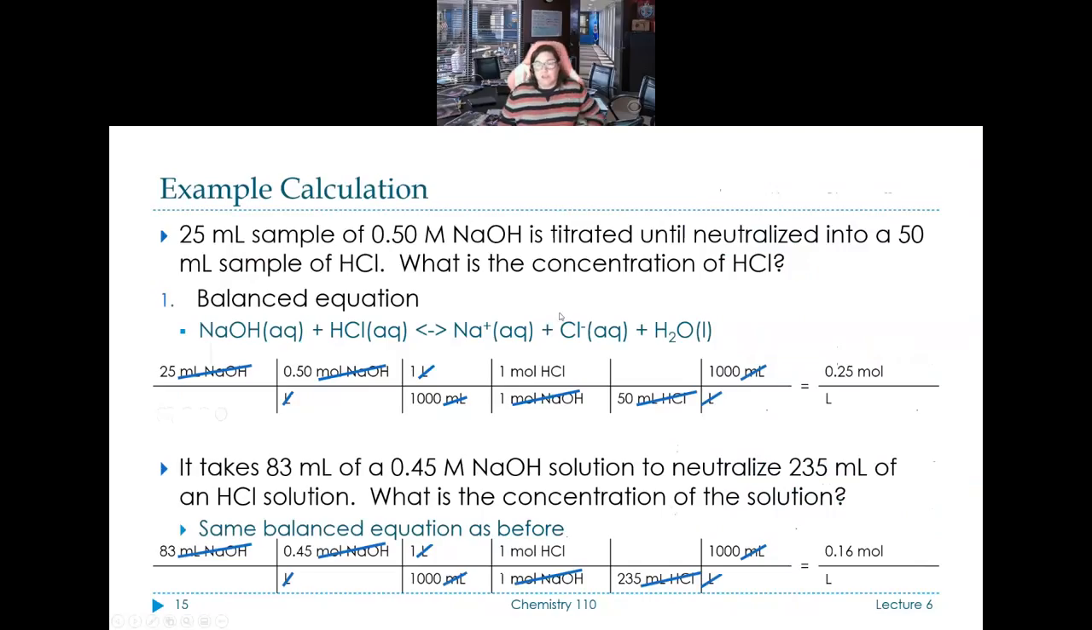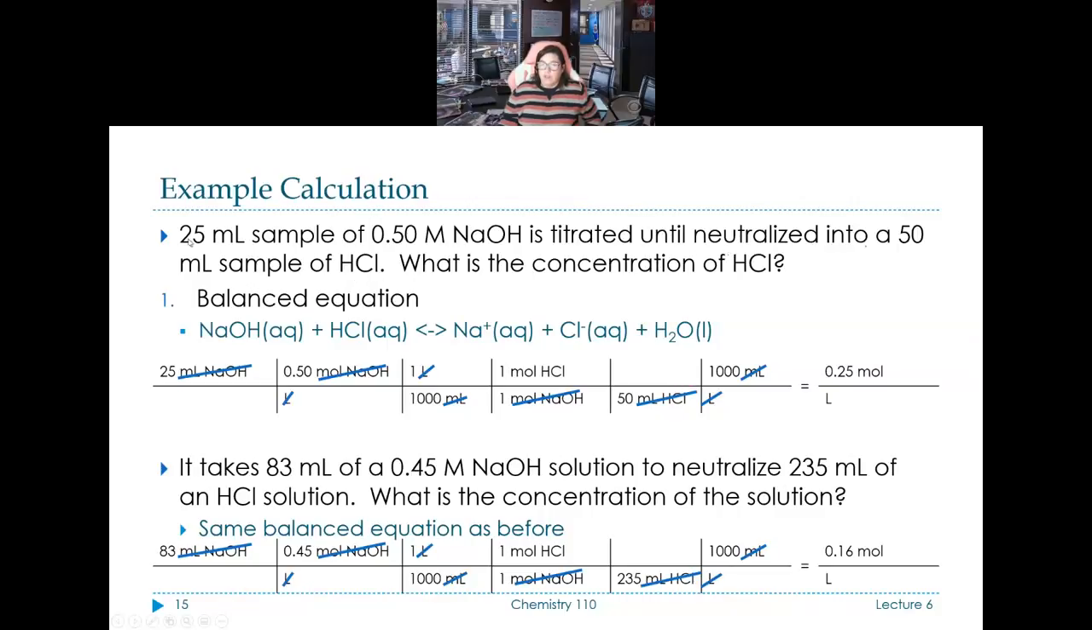Example calculations. All right, we've got 2 of these. 25 milliliters of a 0.50 molar NaOH is titrated until neutralized into a 50 milliliter sample of HCl. What is the concentration of HCl?